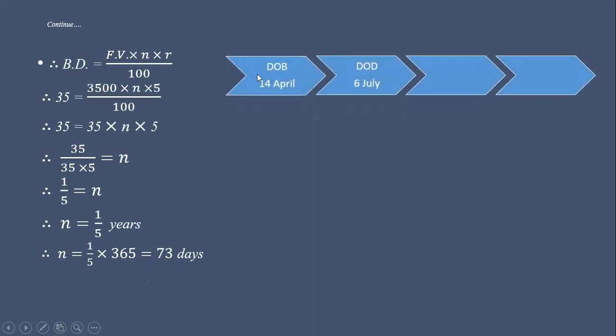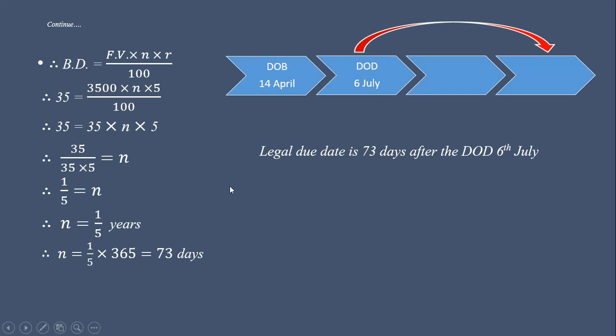Now consider this flow. Date of bill is 14th April. Date of discounting is 6 July. Now the legal due date is 73 days after the date of discounting, 6 July. We have to add 73 days to get the legal due date. Then subtracting 3 days, we get the nominal due date, and from this nominal due date and the date of bill, we can find the period of the bill.